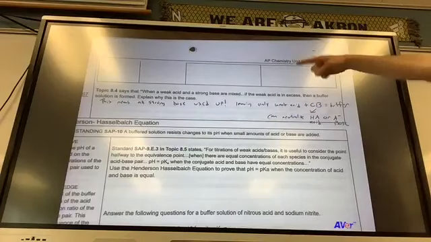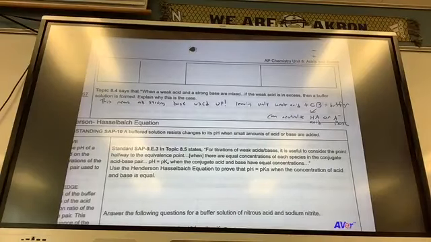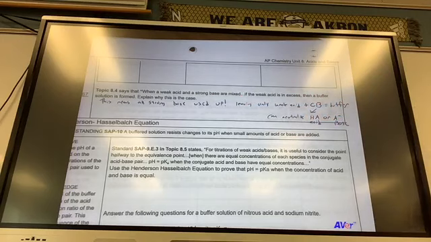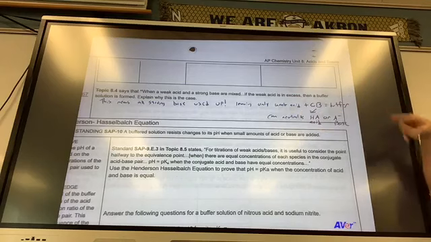So we're starting here. When a weak acid and a strong base are mixed, if the weak acid is in excess, that means it's going to eat up all of the base. So all the base is used up, leaving only a weak acid and the conjugate base left. And we know a weak acid and a conjugate base is a what? A buffer. And a buffer can neutralize an acid or a base. So that is where we are starting off today.